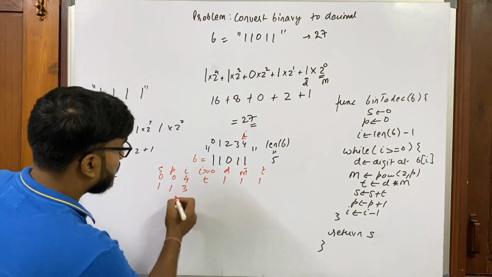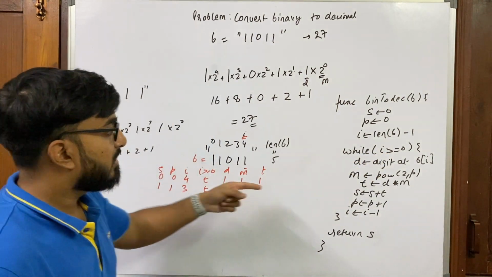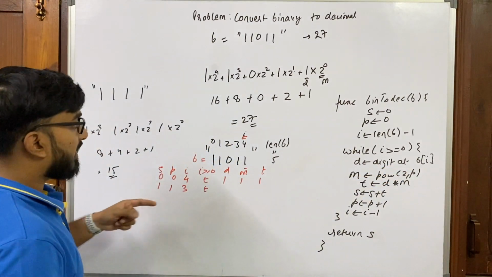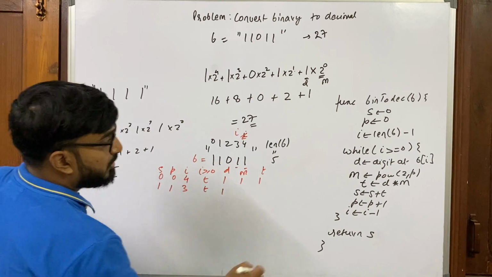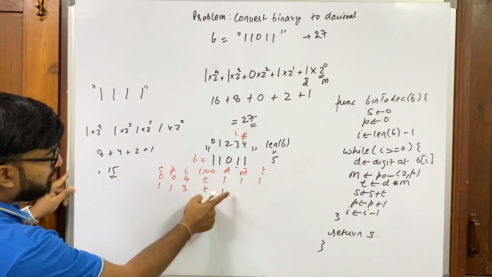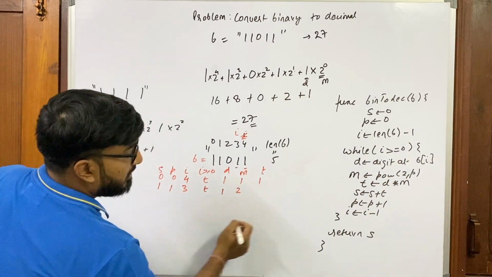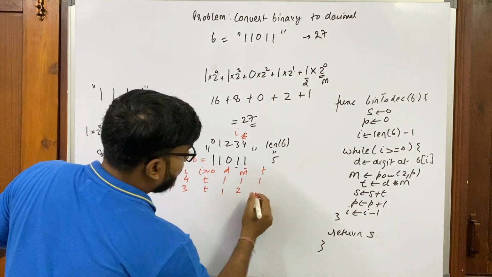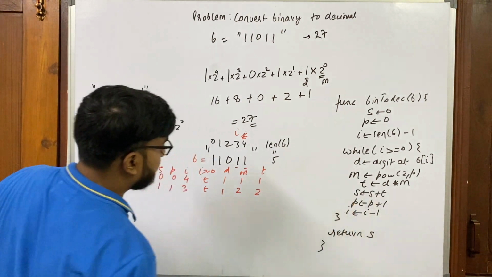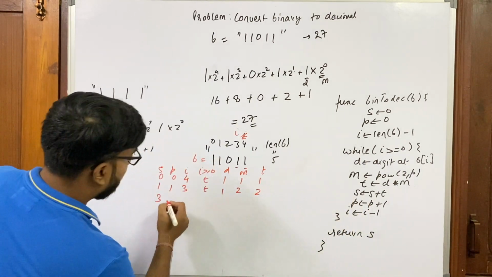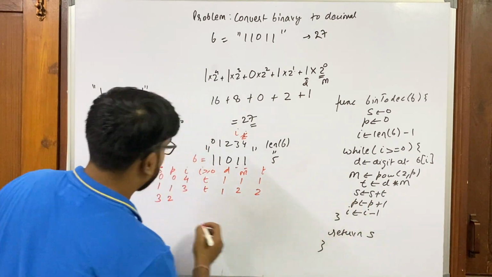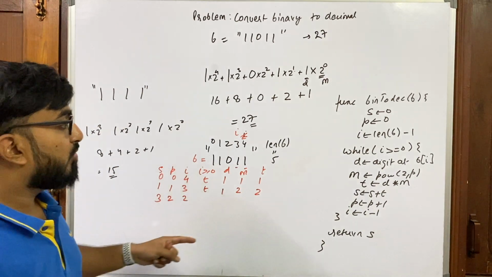I greater than equal to 0. 3 greater than equal to 0 is true. D is digit at ith index. I is now here. Digit is 1. You get M as 2 to the power P. 2 to the power 1 gives you 2. T is D into M. 1 into 2 gives you 2. S is S plus T. 1 plus 2 gives me 3. P is P plus 1. P becomes 2. I is I minus 1. I becomes 2. You go back to check for while loop condition.